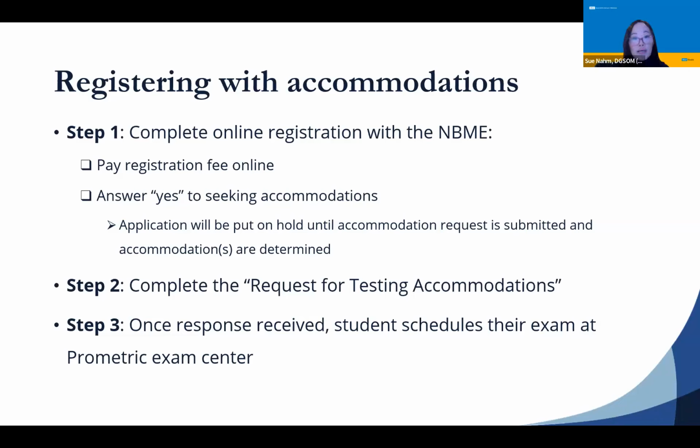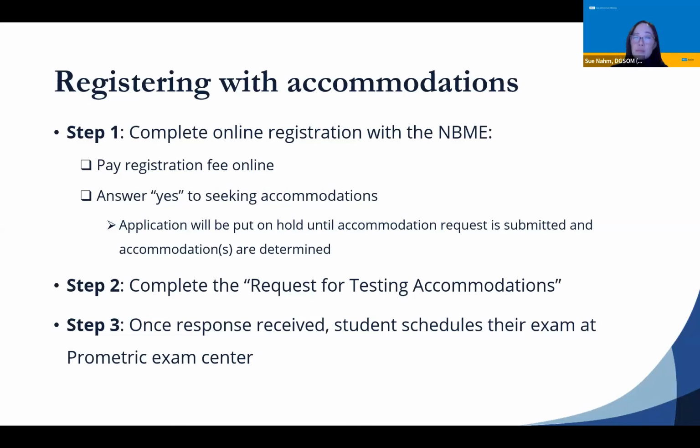Now, step 3 of the process is after about 60 to 90 days, again, this number can really vary, after the NBME has confirmed that they have received the student's accommodation packet, the student will then receive the official answer to their accommodation request. And once a response to the request for accommodations is received, a student can schedule their exam directly with the Prometric Exam Center.